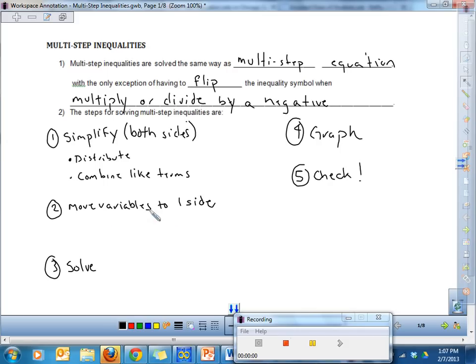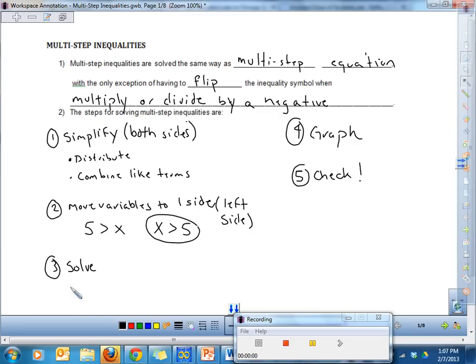The next step is we want to move the variables to one side. So move your x to one side, or move your n to one side. In general, it's better in inequalities if you move it to the left side. The reason for that is that if you try to graph something like x is greater than 5, it's a little bit easier to do that than 5 is less than x. So it's easier for us to do it this way. So we're going to try to move it to the left side.